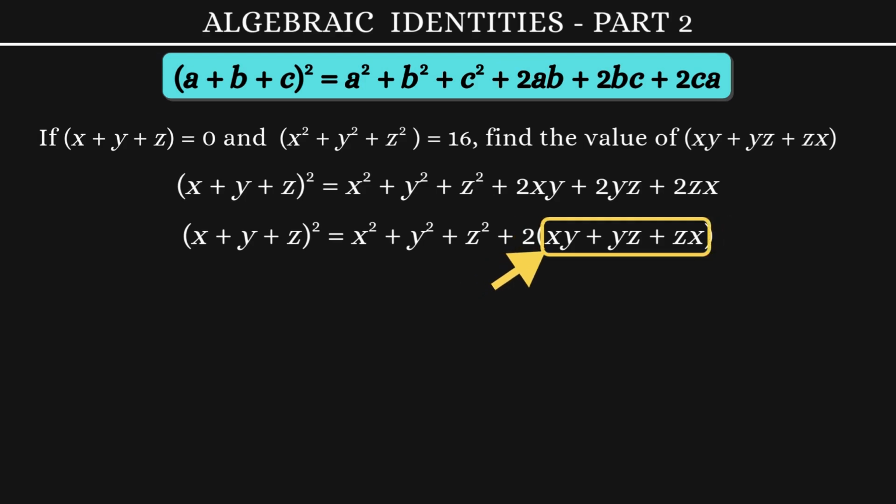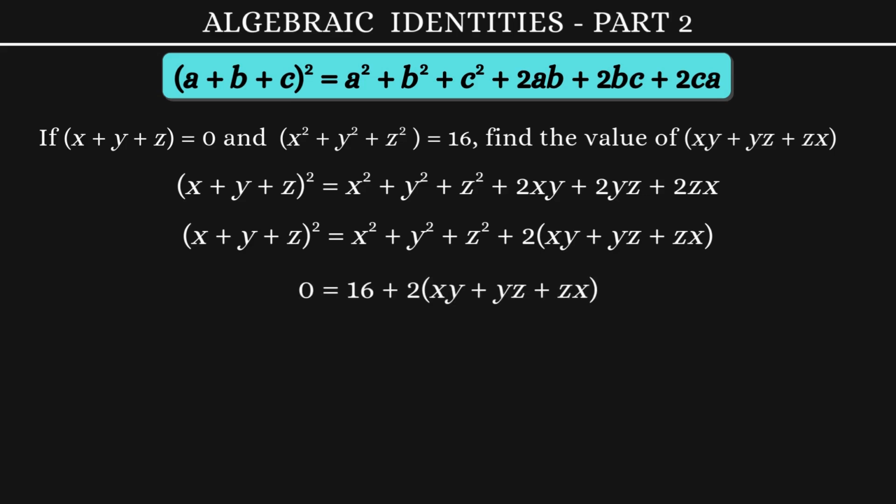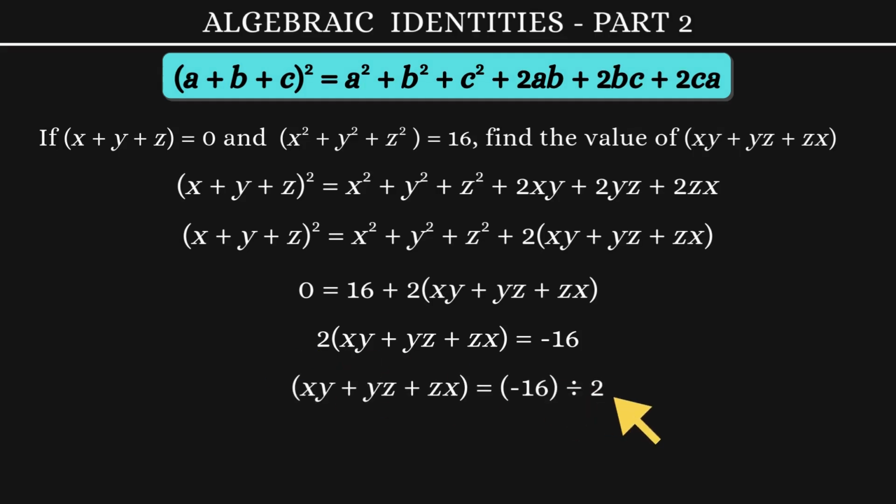So, substituting the values which are given, we have 0 is equal to 16 plus 2 into xy plus yz plus zx. Keeping this term as it is, we'll move 16 to the other side. It becomes minus 16. Then we'll move this 2 to the other side. Multiplication will become division. So, xy plus yz plus zx is minus 8.